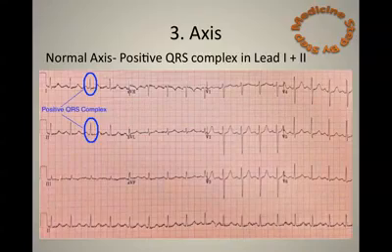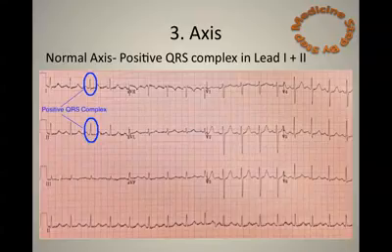Then check to see if there is any axis deviation. Normal axes are between minus 30 degrees and 90 degrees. Use leads 1, 2 and 3 to check the axes of the ECG. Positive QRS complexes in leads 1 and 2 indicate a normal axes.